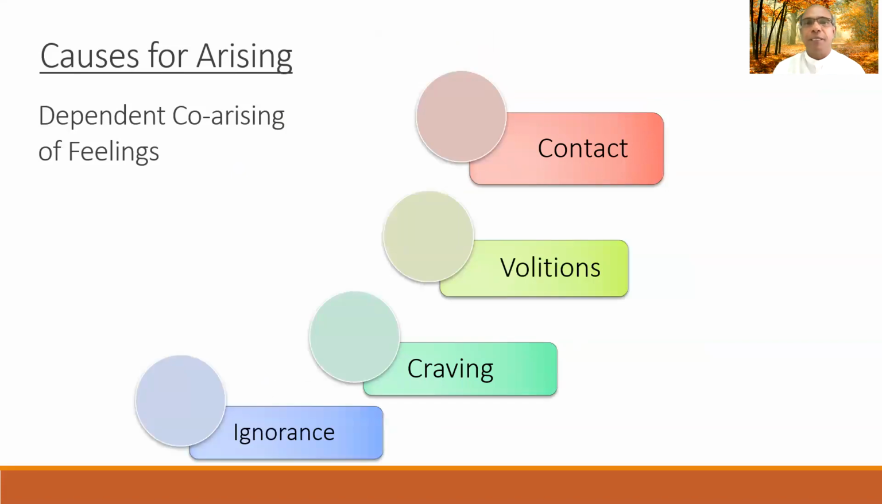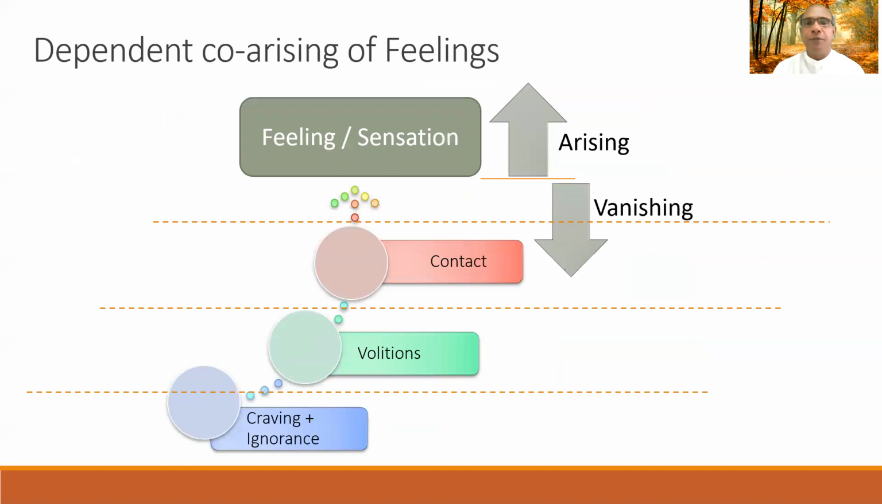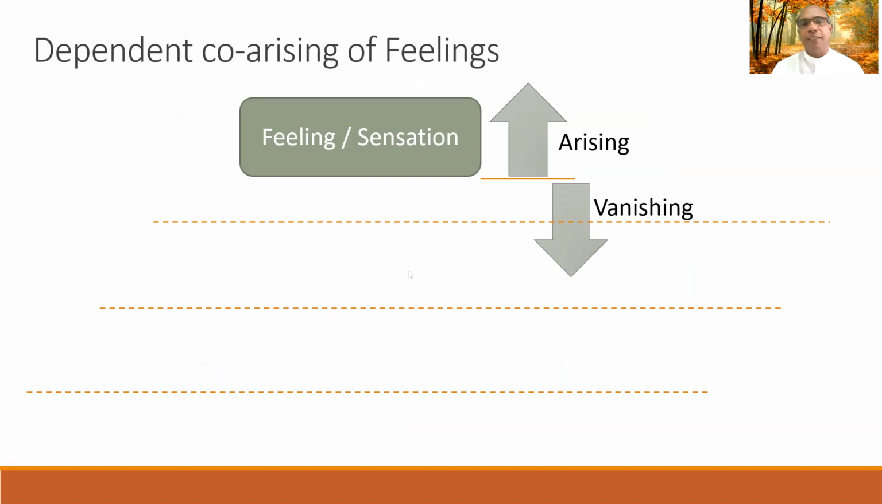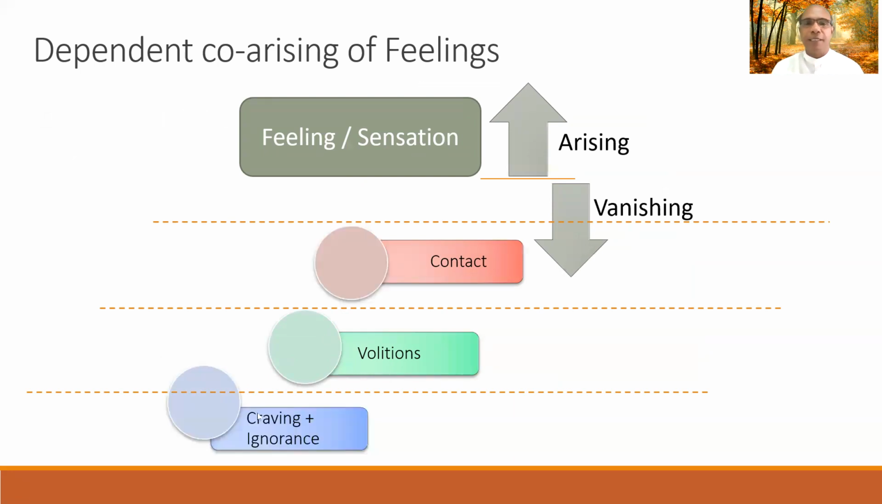So the dependent co-arising factors on feelings are these 4. You can divide it into 3 levels, of course. First level is this contact level, which is the closest. Second level is the decision level, volition level. Third level is the driving factors of that decision. So those 3 levels of factors working together is causing this pleasant or unpleasant or neutral feeling to arise. And when those causes or supporting factors are absent, the feeling will vanish and give way to a different feeling.